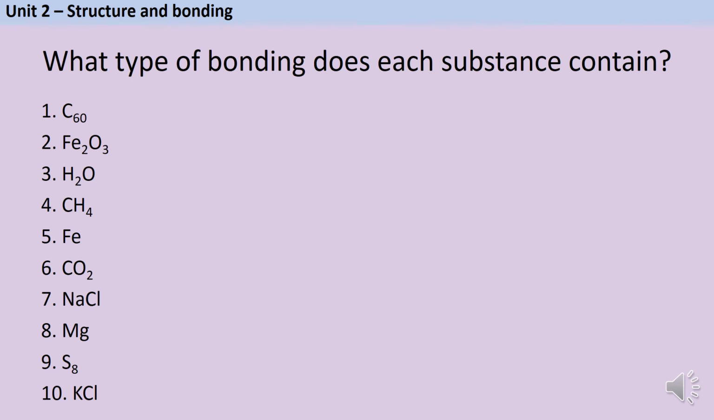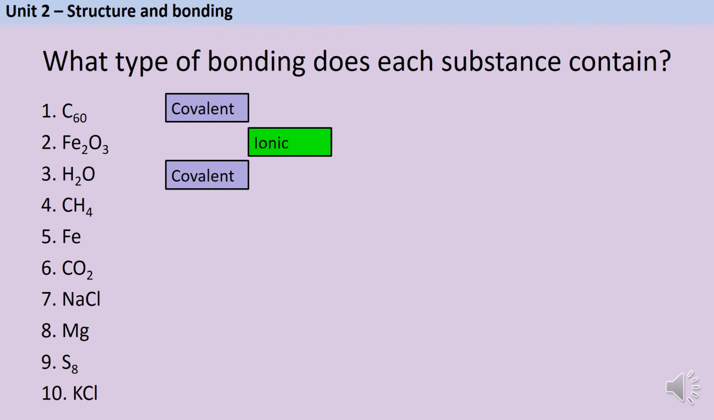So this first substance, Buckminster fullerene, contains 60 carbon atoms, and carbon is on the right hand side of the periodic table. It's definitely a non-metal. So because we only have non-metal atoms, it forms covalent bonds. Iron is obviously a metal, and oxygen is a non-metal. So because we have that combination of metal and non-metal, we see ionic bonds being formed. Water, containing hydrogen, which is a non-metal, and oxygen, which is a non-metal, contains covalent bonds. Methane, which is carbon and hydrogen, again both non-metals, forms covalent bonds. Iron, as we've said, is definitely a metal, so that's an example of metallic bonding.